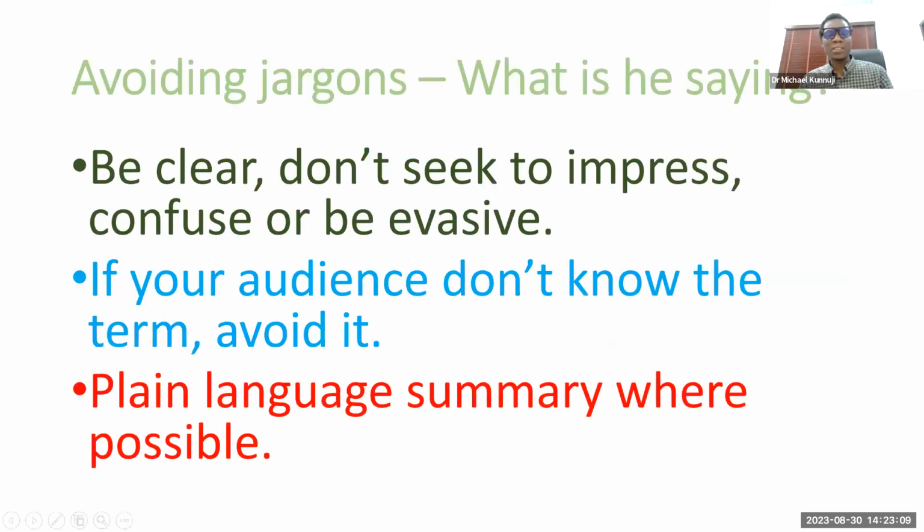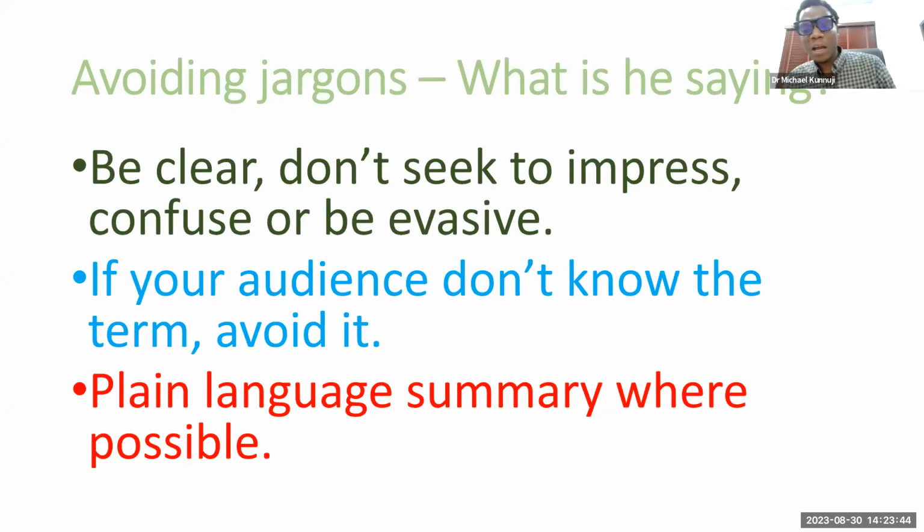The other thing is to avoid jargons. Avoid anything that will make people say, what is this guy saying? Okay, so you need to be clear. Don't try to impress anybody. Don't try to confuse people. Sometimes you want to confuse people, try to confuse people. And at other times, people are trying to be evasive. All these things will not work. So if you're writing your abstract, don't try to impress anyone, don't try to confuse anyone, and don't try to be evasive. Be as clear as possible.